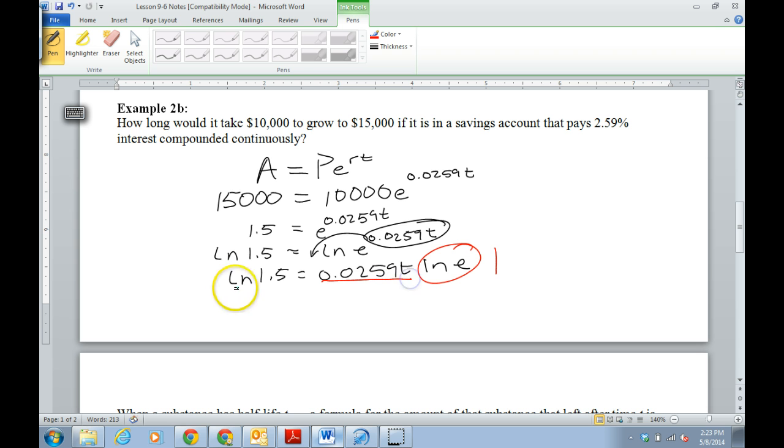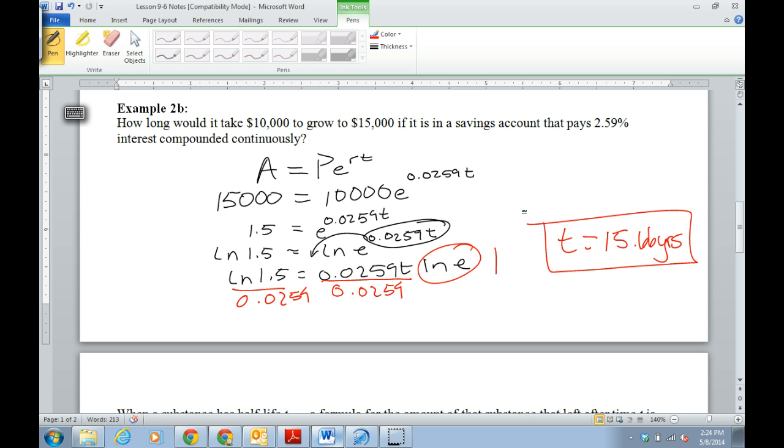Divide them both by 0.0259. Yeah, we can do that. You can do them both at the same time, actually, right? So if you use your calculator and do natural log of 1.5 divided by 0.0259, t should be, I got 15.66 years. Okay, you guys might want to check my work there to make sure.